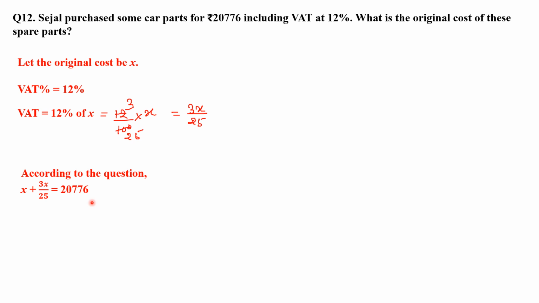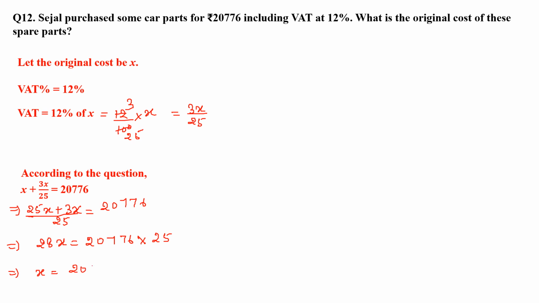This is equal to 20,776. Now I have to solve it. So take the LCM. If you take the LCM, it will become 25x plus 3x divided by 25 is equal to 20,776. So it will be 28x, and I'm transposing 25 to the RHS. So division will become multiplication, and the value of x will be 20,776 into 25 divided by 28.